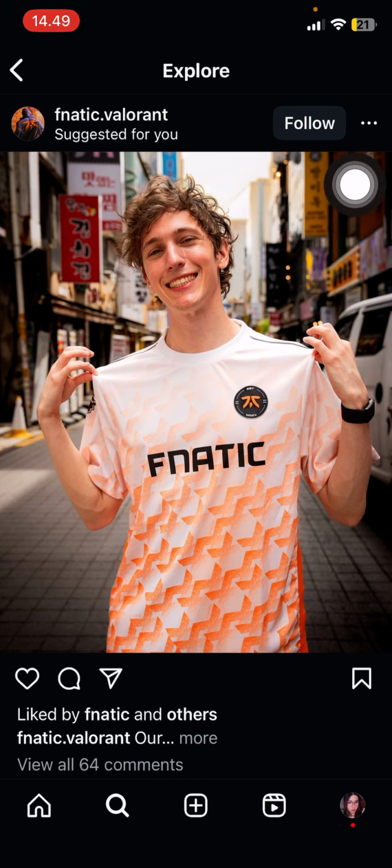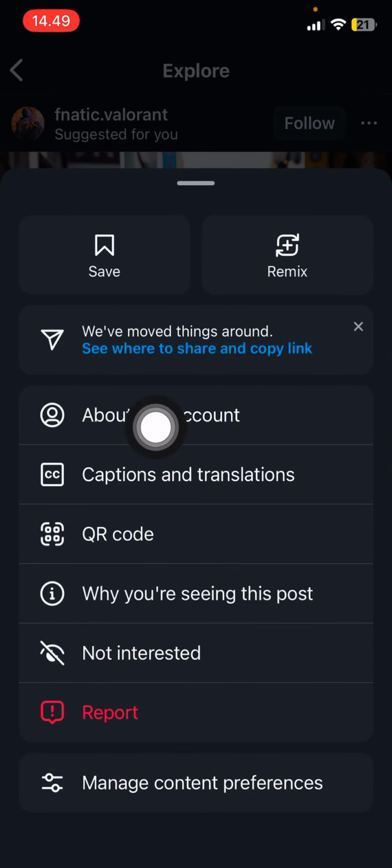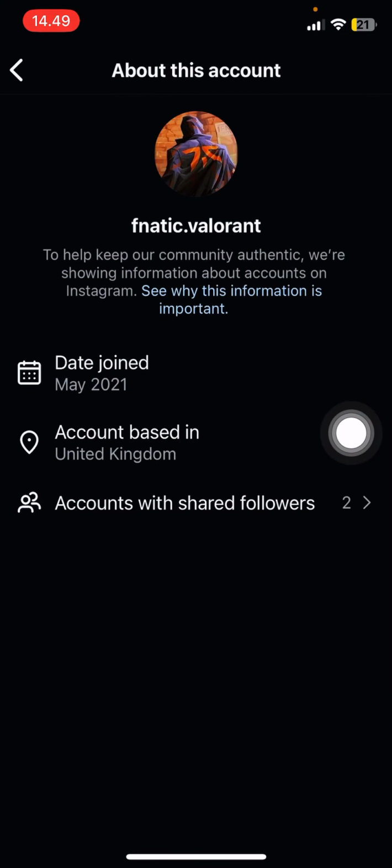So if you go to the three dots, not the three lines here, there is an about this account section, and you can see when they've joined. As you can see, they've joined in May 2021, and it's an account based in the UK. You can also see the accounts that they've shared with followers. I guess I don't really know what this means, but the other one is you can see their past usernames as well if they've changed it, and that's how you can see the account info on someone's Instagram, I guess.